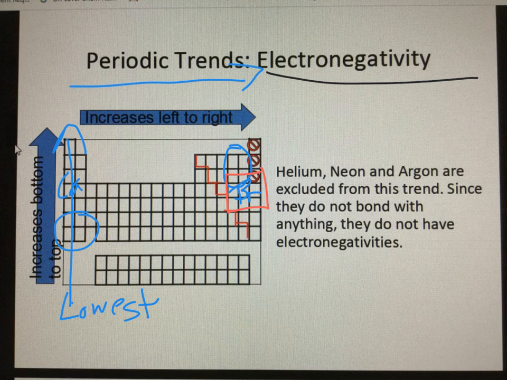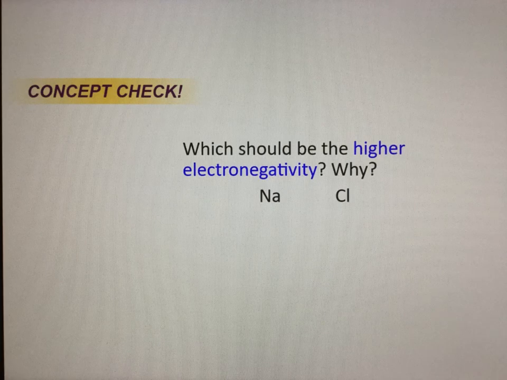Okay, so to kind of give you a better understanding, let's do a couple of examples. Okay, so go ahead and get your periodic table out and decide which should have the higher electronegativity. Is it sodium or is it chlorine? Well, if you look at your periodic table, sodium is in group 1 and chlorine is in the halogen group. So it's further right, even though it's on the same period. So chlorine will be the element that has the higher electronegativity.